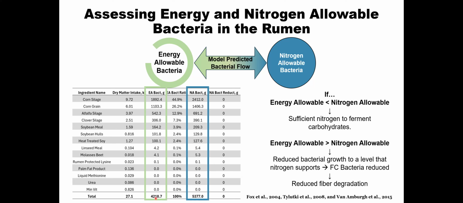We've got 4,200 grams of energy allowable bacteria. We have almost 5,400 grams of nitrogen allowable bacteria. This should be a really good diet, and we should be able to move forward and not have any deficiencies, right? So I didn't do the math on this, but I'm going to say, hey, we're 125 to 130% of our rumen ammonia balance because it's in excess of that energy allowable bacteria. And that's how we've calculated this forever.